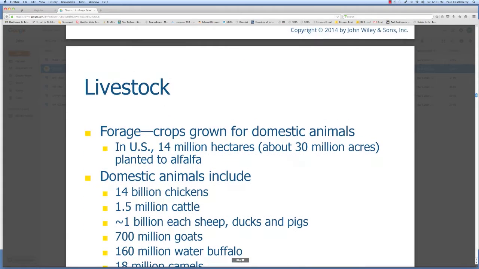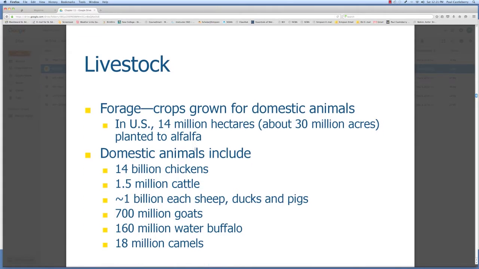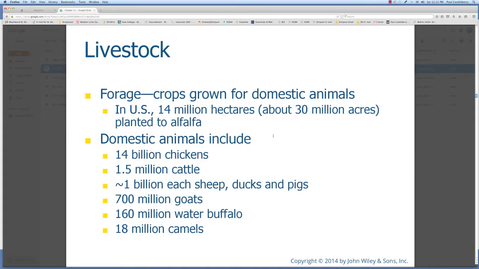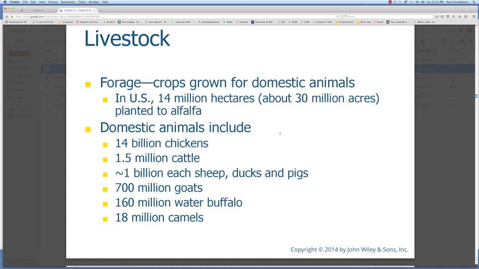Now, as we go from agriculture, let's look at livestock, because livestock actually produces food, as you know, for the world. But to have livestock, you have to have agriculture available in terms of feed. So if we look at forage, which is basically hay, these are crops grown to feed domestic animals. So if you look, about 14 million hectare acres, or if this makes better sense, 30 million acres are planted to alfalfa, so feed for the crops.